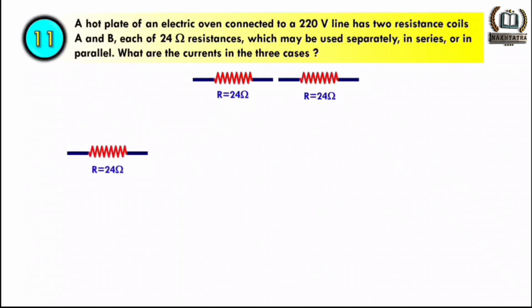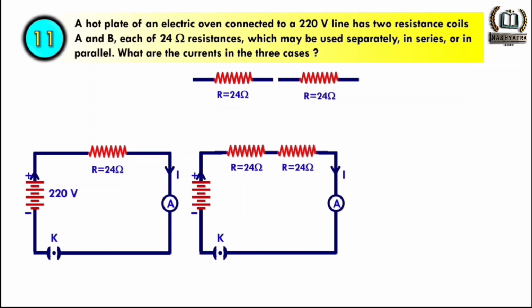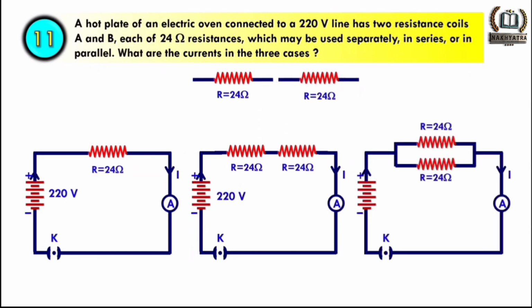Now see here, this is the first case. We can see here the resistance has been connected separately. So this is the second case where resistances are connected in series. And this is the third case where the resistance is connected in parallel. Now we have to find out the currents in the three cases. For the first case we will take the current I1. For the second case we will take I2. And for the third case we will take the current I3.